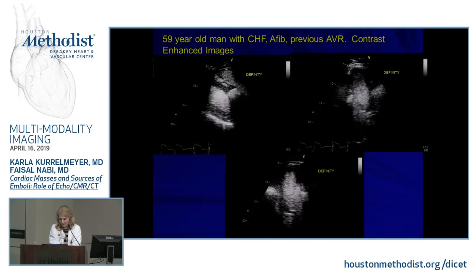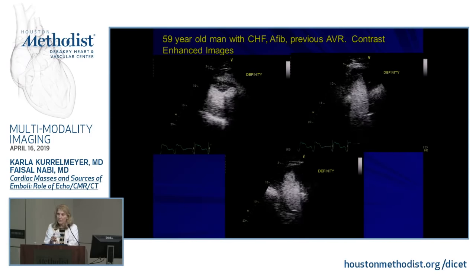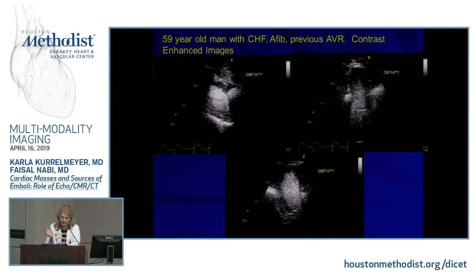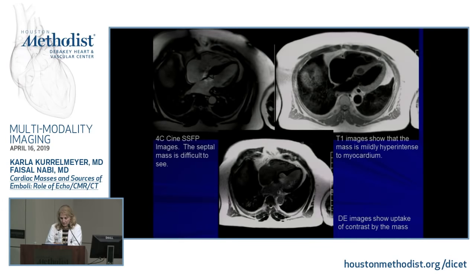Here's contrast. It looks like it's enhancing with our echo contrast because the mass is just as bright as the inside of the ventricle. So we thought it was enhancing with echo contrast, which suggests that it's perfusing, right? It's taking up contrast. So this patient went on to MRI, courtesy of Dr. Nabi. The T1 images showed that the mass is mildly hyperintense to the myocardium. The delayed enhanced images show uptake of contrast around that mass.